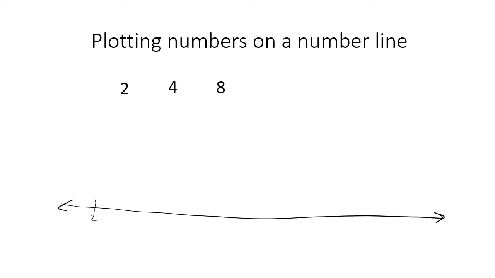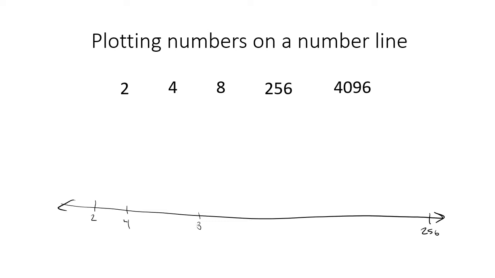Next number, 4 and 8. Okay, so 2, 4, and then we have the same distance twice again. So like 8. 250, oof, 256, okay. Whoa, dude, how am I supposed to put all of those numbers on a number line?